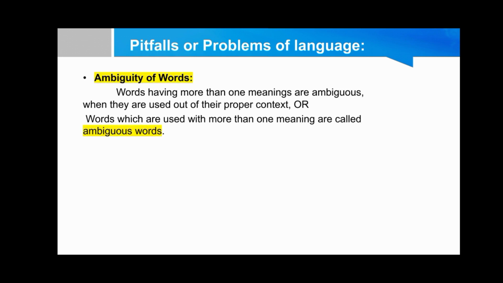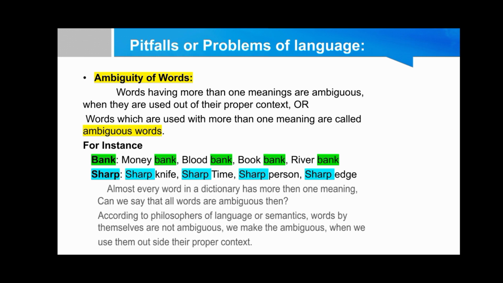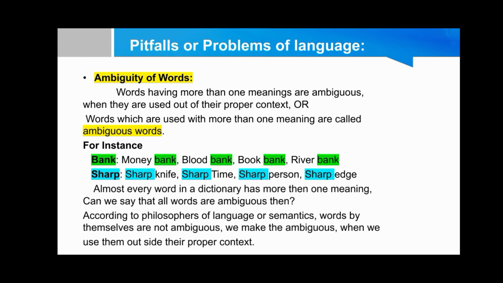Words having more than one meaning are ambiguous when they are used out of their proper context. For example, words which are used with more than one meaning are called ambiguous words. Some examples are like bank. We use this word in different contexts, like money bank, blood bank, book bank, river bank, and all these have different meanings. Another example is sharp: sharp knife, sharp time, sharp person, or sharp edge. In all these examples, the word has a different meaning in different contexts.